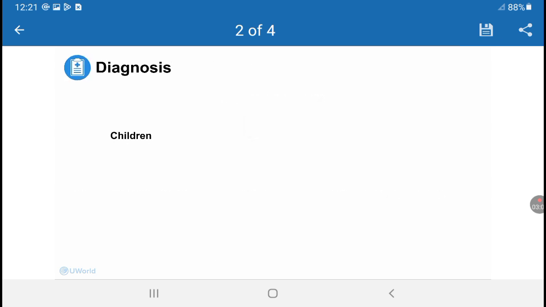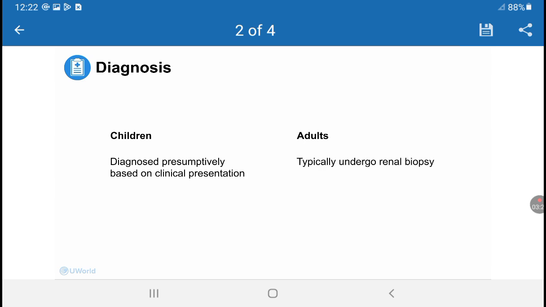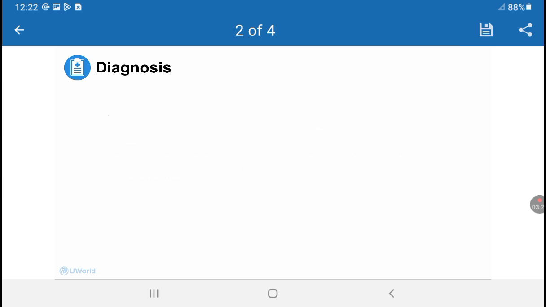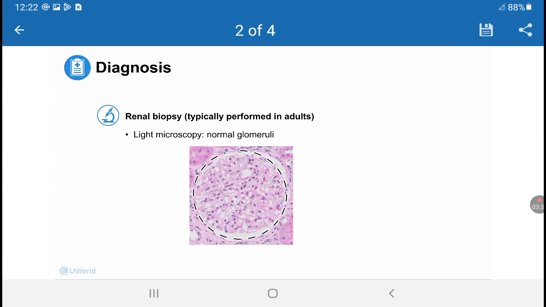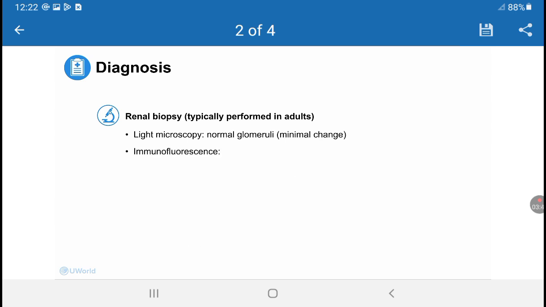In children with classic clinical findings, minimal change disease is usually diagnosed presumptively because it is by far the most common cause of nephrotic syndrome in this age group. Adults with nephrotic syndrome, however, typically undergo renal biopsy because of the increased likelihood of other etiologies. When biopsy is performed, light microscopy shows normal glomeruli, which is why the disease is termed minimal change. The podocyte damage cannot be visualized at this power. Immunofluorescence studies show no immune deposits, indicating that the pathogenesis does not involve immune complex deposition.